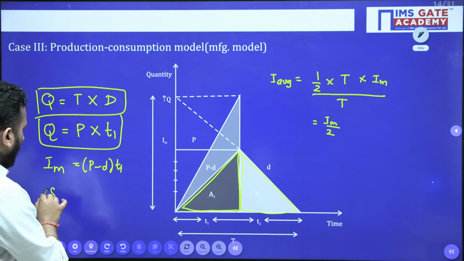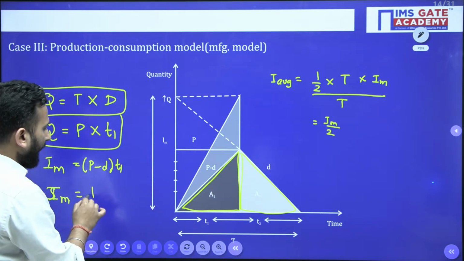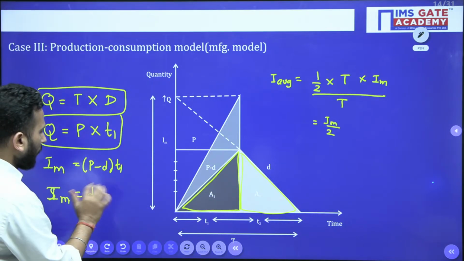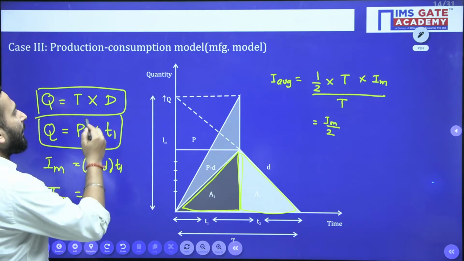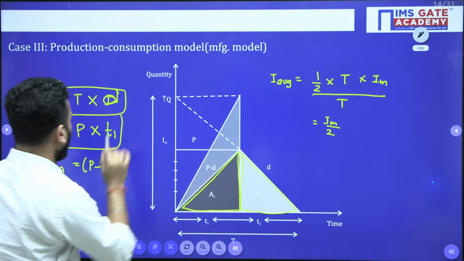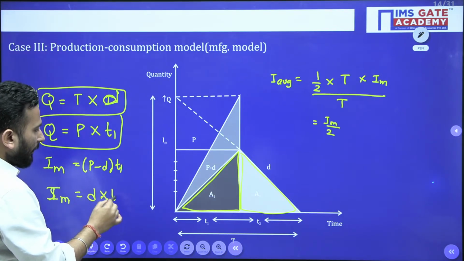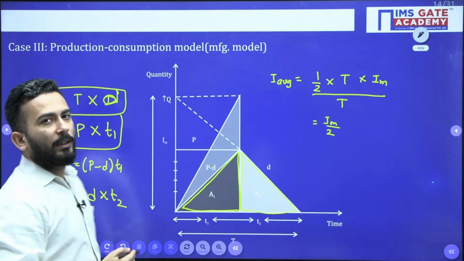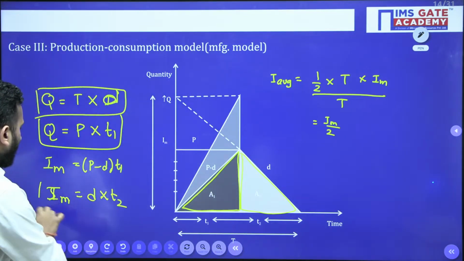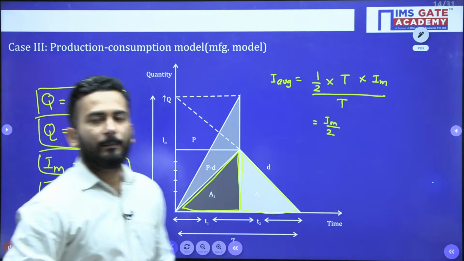is Im is equal to d. See, the demand rate is D. I have taken capital D, no issues, so let me make it small d, my dear friends. So it is small d into T2. Done? Over. That's it.